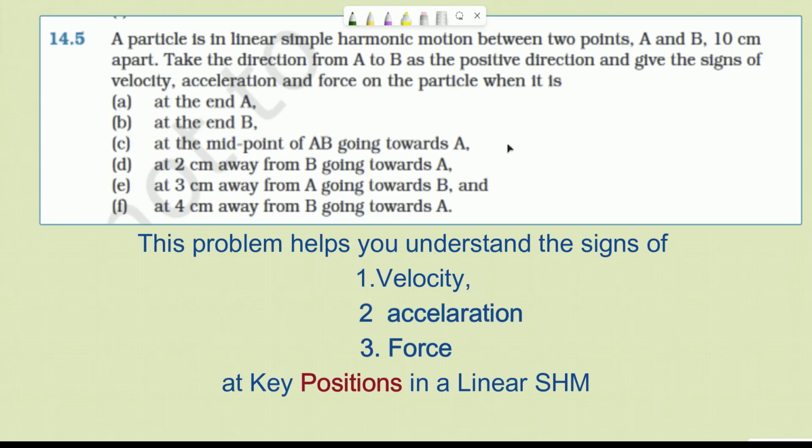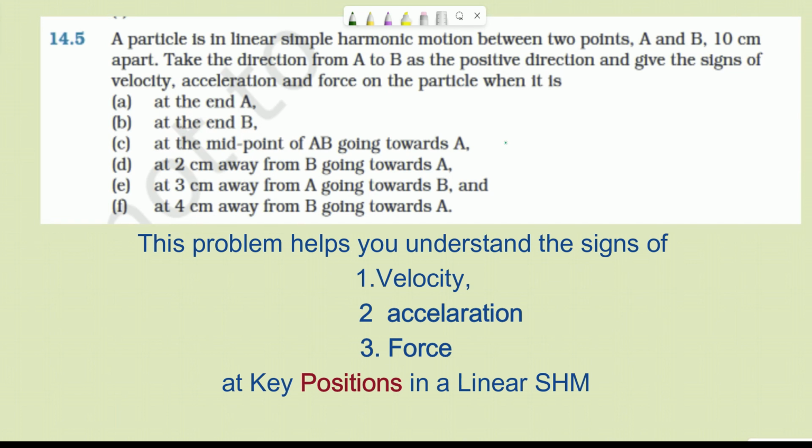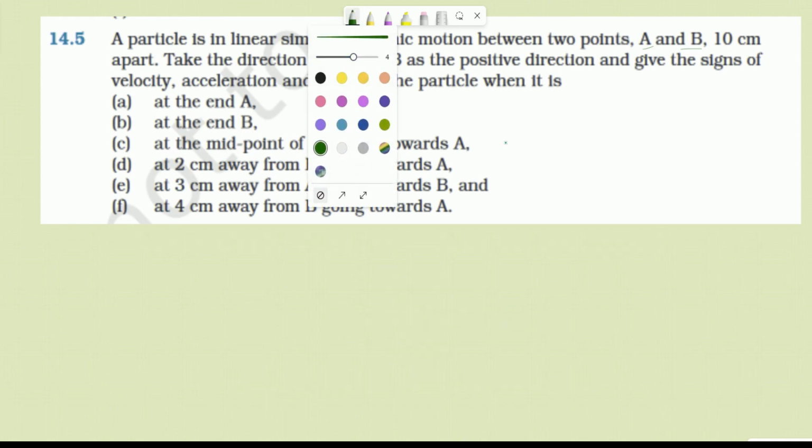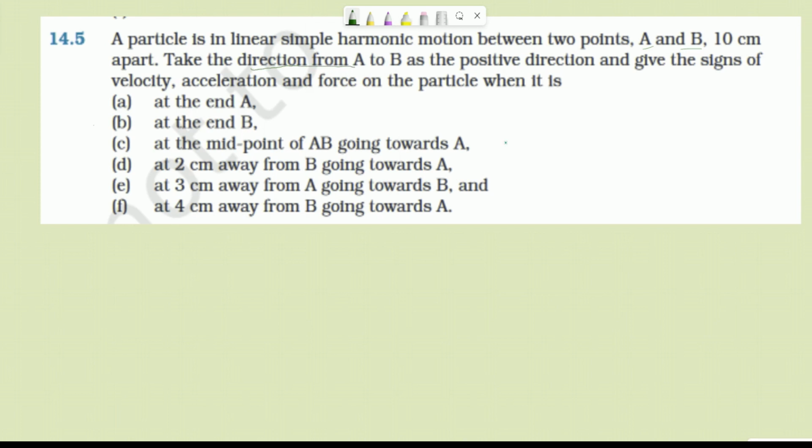This is a very fundamental and basic problem in the context of simple harmonic motion. So let's read the question first, and then we will solve this. A particle is in linear simple harmonic motion between two points A and B, 10 centimeters apart. So the distance between the two is given to you, and take the direction from A to B.